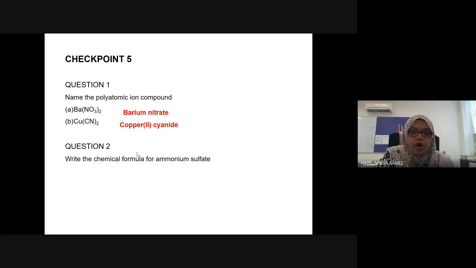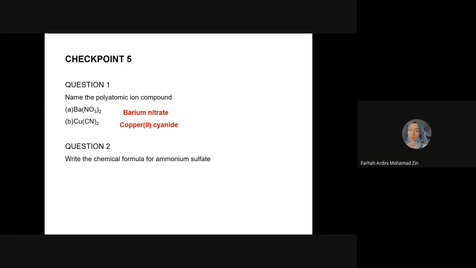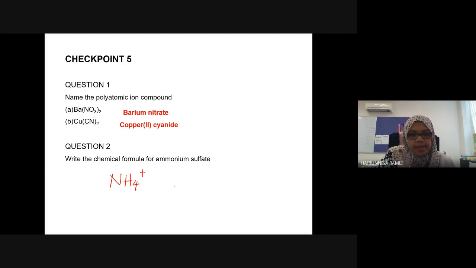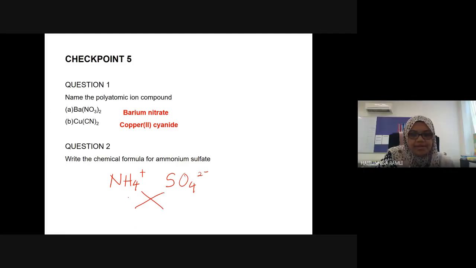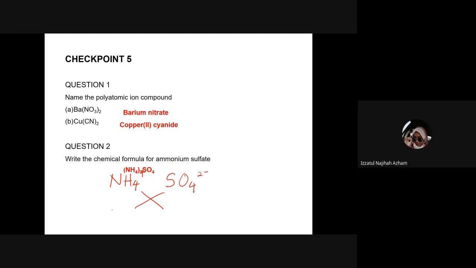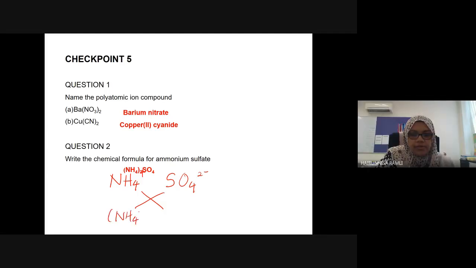Write the chemical formula for ammonium sulfate. Ammonium. NH4SO4. Ammonium is NH4+, right? Yeah. And then you have sulfate apa? SO4 2-. Biasa you buat ni, buat silang macam ni kan? Tak, saya tetap biasa guna, saya tak ingat lah. And so we know that NH4, sini 2, sini 1. So this will become (NH4)2SO4. Yes. Okay.